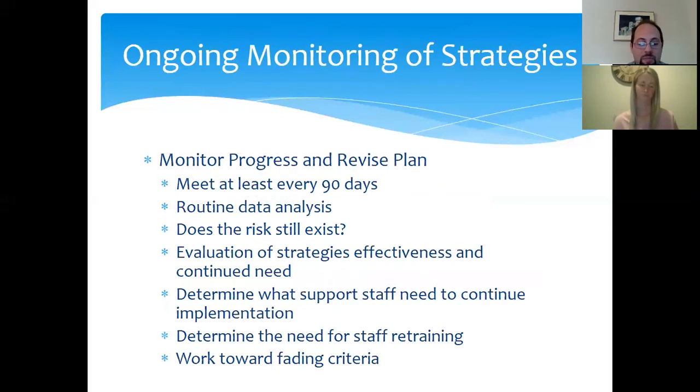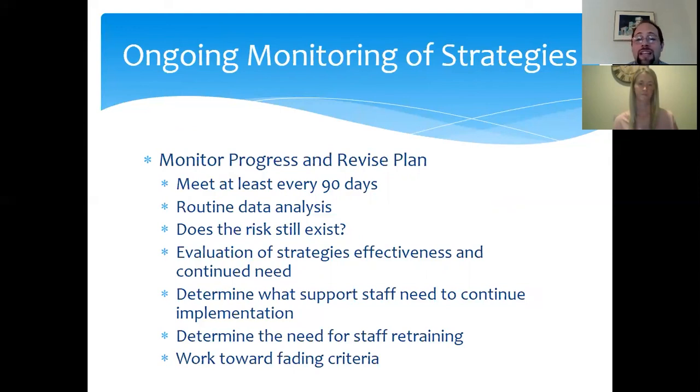Ultimately, teams need to always be examining the behavior strategies they're using to make sure that they're safe, that they're working, and that they're still needed. This is especially true in cases where restrictive measures are present, because restrictive measures are always assumed to be temporary, and there are strict requirements by rule on those. Teams should be meeting at least every 90 days to discuss strategies. That is an absolute requirement for cases where there are restrictive measures.